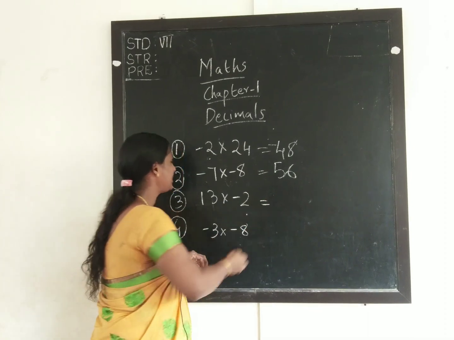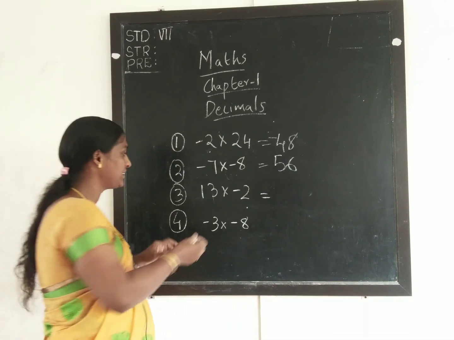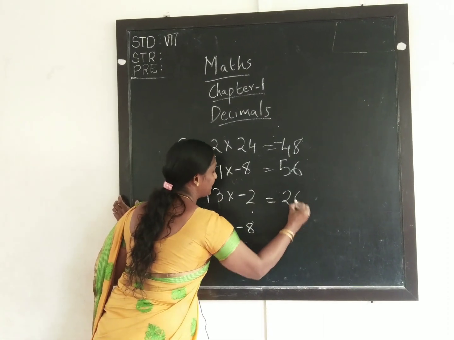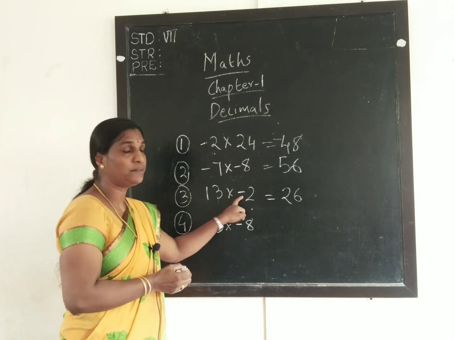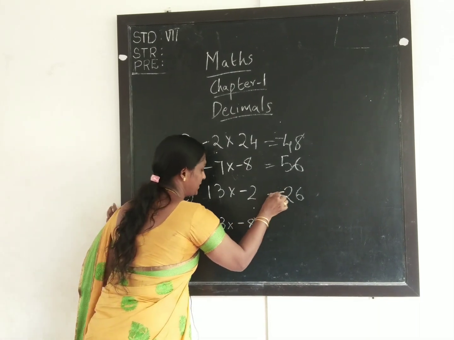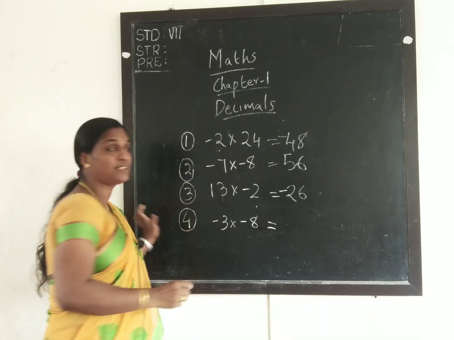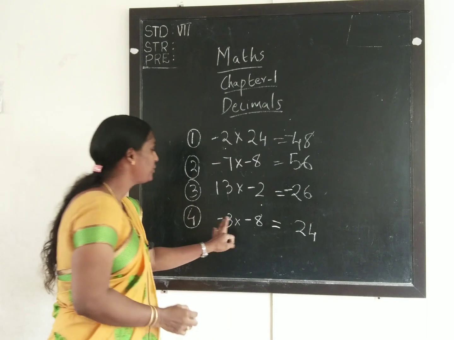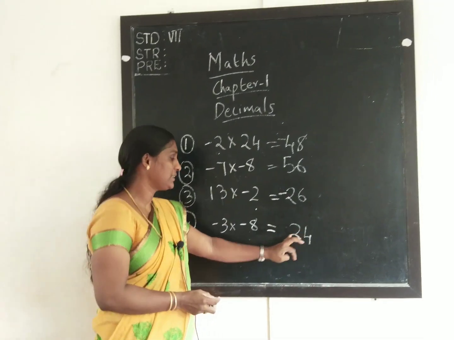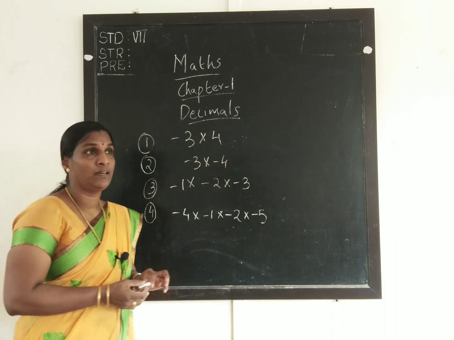And the next question is 13 into minus 2. 13 into 2, you all know, 2 into 3 is 6, 1 into 2 is 2, 26 is the answer. And what is the sign? There is one negative sign in the question, so it is negative. And here, minus 3 into minus 8. 8 3s are 24. Minus into minus makes a positive. Answer is positive. We can do some more problems on multiplication.